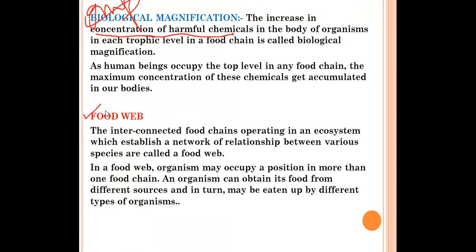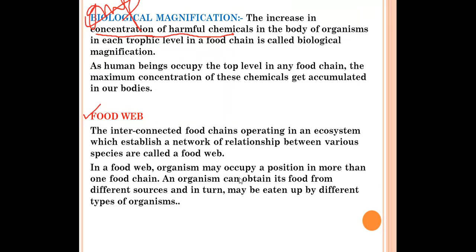Our next topic is food web. What is a food web? In the beginning, I told you that an interconnected food chain is called a food web. That is the simplest definition, so you can write that. The interconnected food chains operating in an ecosystem, which establish a network of relationships between various species, are called a food web. When different food chains interconnect among themselves and make relationships among the different species, that is called a food web.